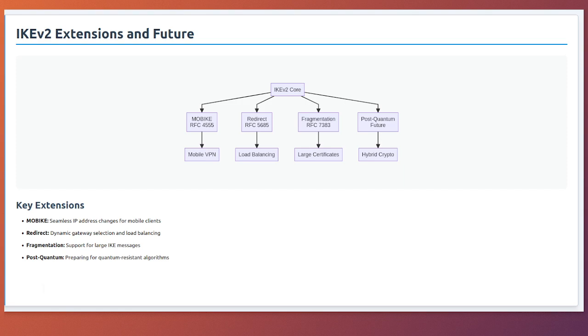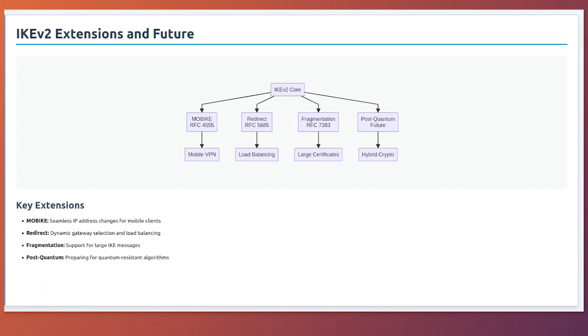Post-quantum cryptography is the next frontier. Current public key algorithms will be vulnerable to quantum computers. The IETF is working on integrating post-quantum algorithms into IKEv2. Hybrid modes will allow using both classical and post-quantum algorithms during transition. While quantum computers aren't an immediate threat, planning for this transition is crucial for long-term security.